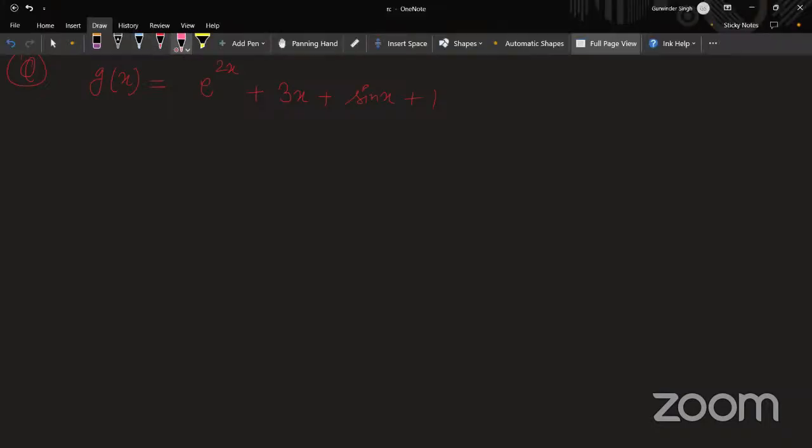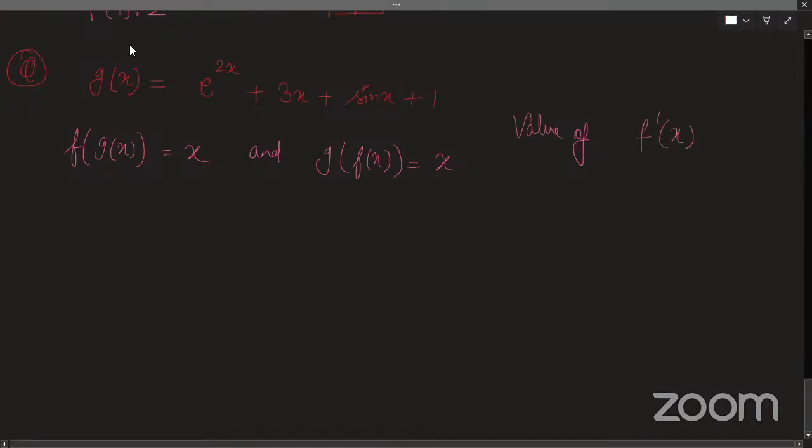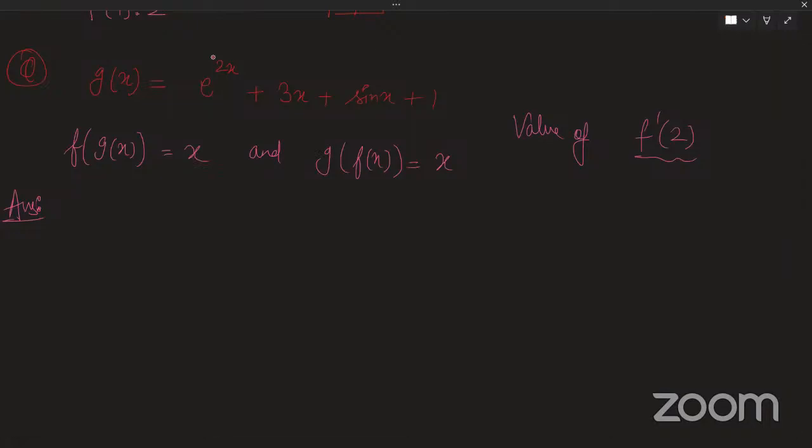So nothing to worry about. It is given to you that f of g of x is equal to x, and g of f of x is also equal to x. And it is asking you the value of f dash x, or f dash of 2. x is equal to 2, f dash 2. So a functional equation is given to you.